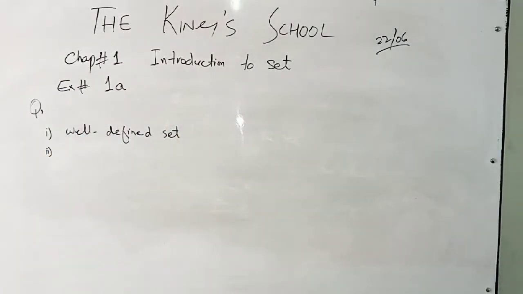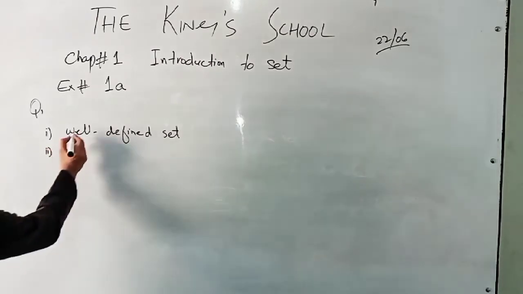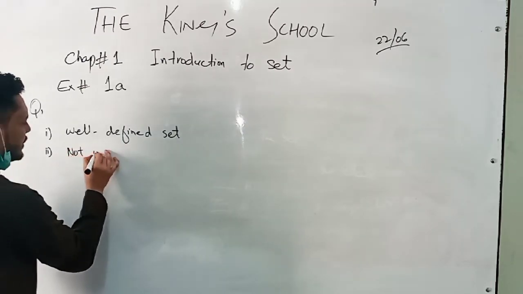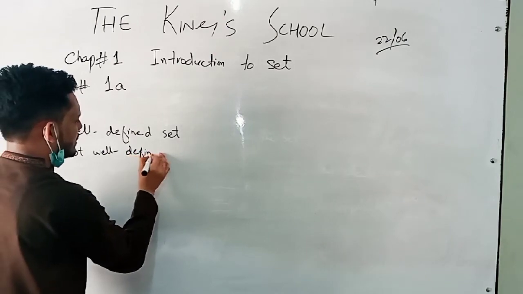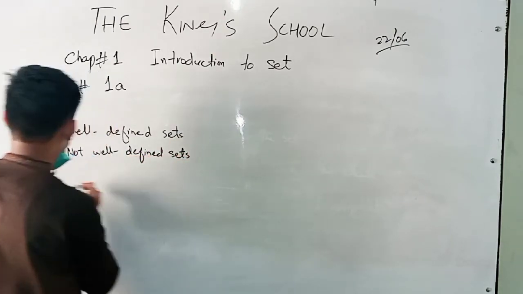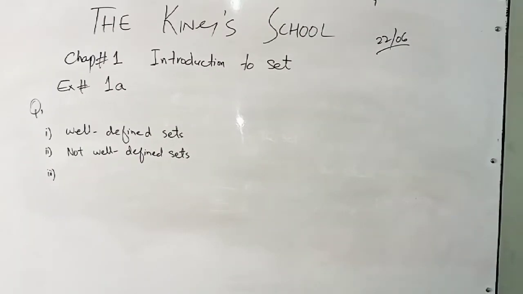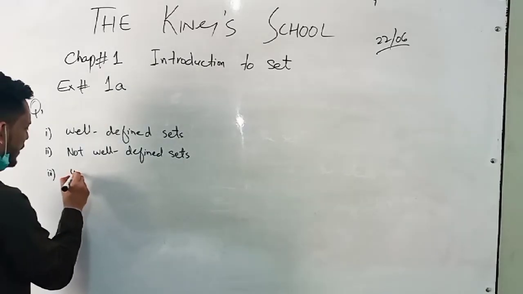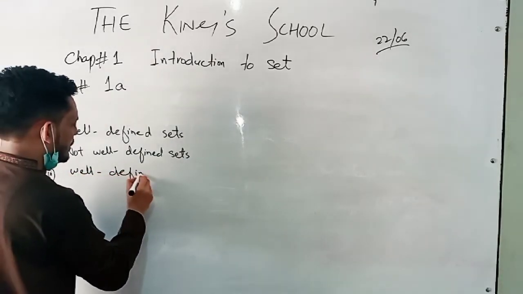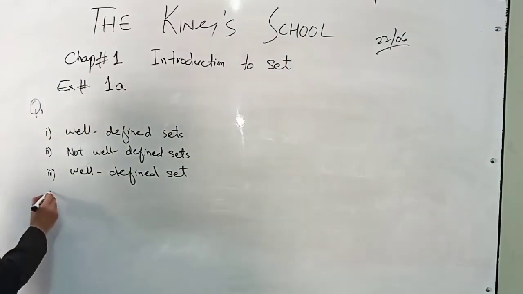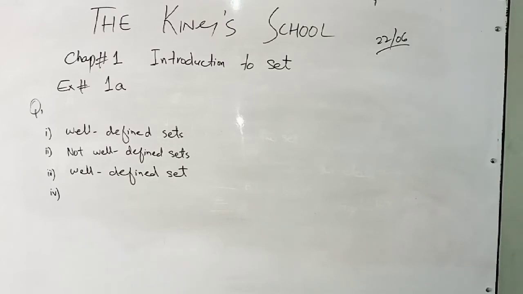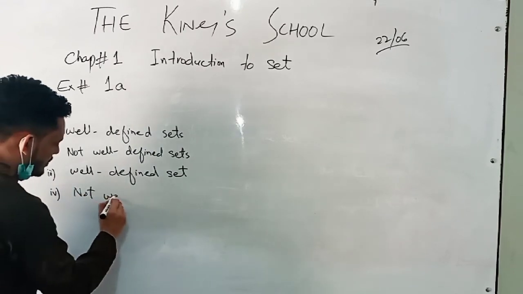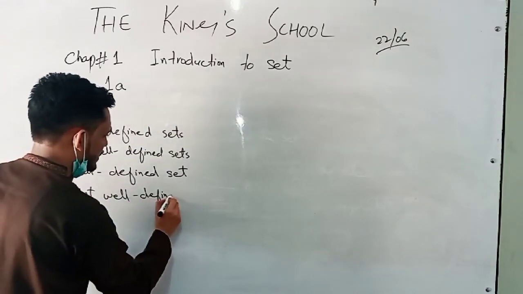Number 2 is tasty food item. Again, everyone has their own choice, so it is not a well-defined set. Third one is Prime Minister of Pakistan. Yes, Imran Khan is the sitting Prime Minister of Pakistan, so we can write well-defined set. Fourth one is naughty student in your class. Every teacher has their own choice, so it is not well defined.